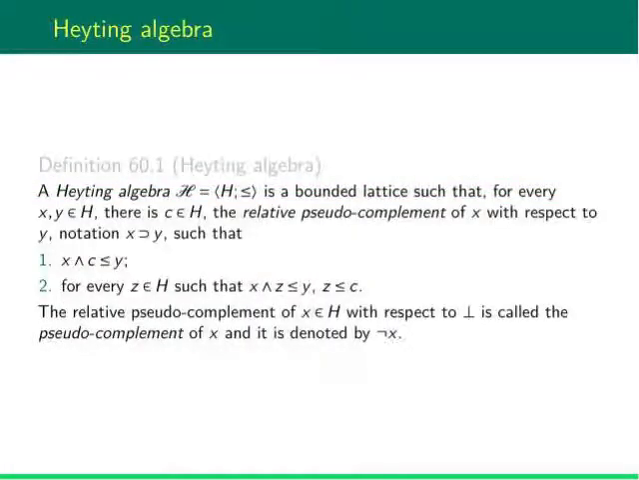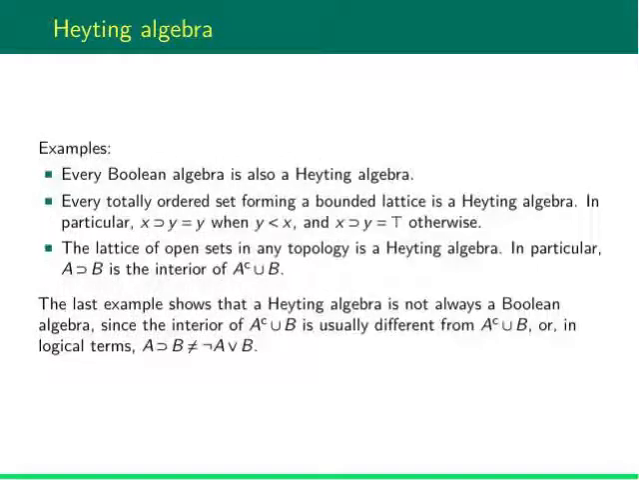A Heyting algebra is a bounded lattice such that every pair of elements has a relative pseudo-complement. This is the maximal element c with the property x and c is less than or equal to y. Every Boolean algebra is a Heyting algebra.